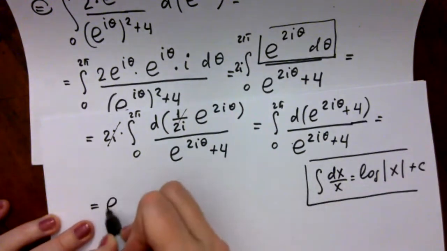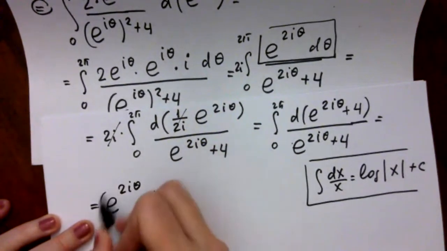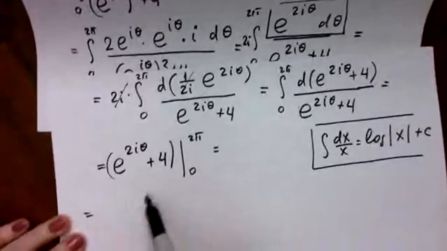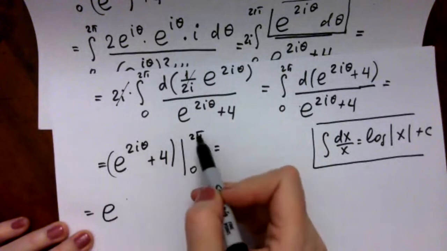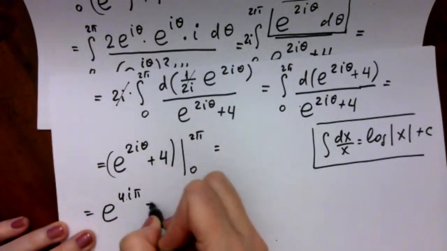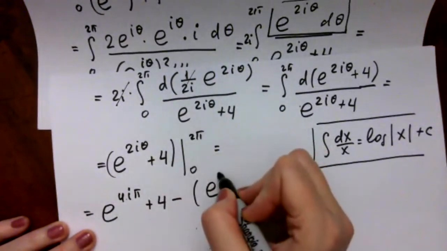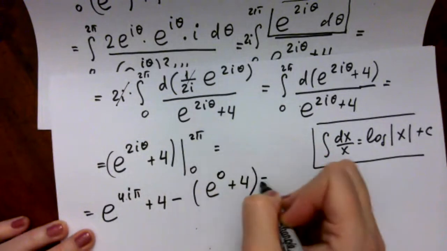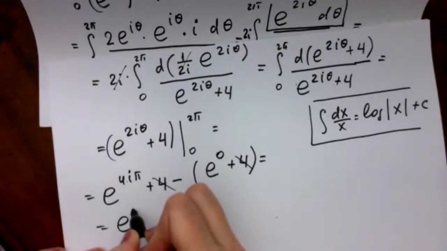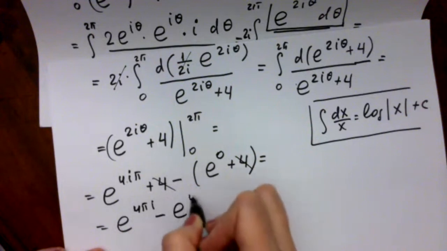Okay, so our antiderivative is the logarithm of e to the power of 2i theta plus 4, and our limits of integration should be substituted as well. So let's do it. What happens if you plug in 2 pi? We will get e to the power of 4i pi plus 4, minus, and now I'm plugging in 0, so it will be e to the power of 0 plus 4. As you can see, 4 and 4 get cancelled out, but what about these two? Maybe it's better to rewrite it as e to the power of 4 pi i minus e to the power of 0.